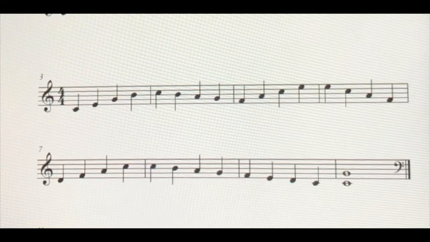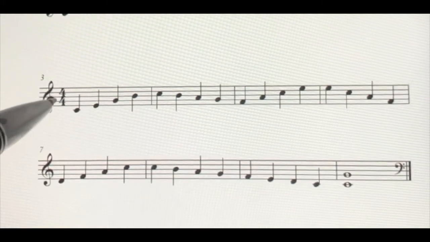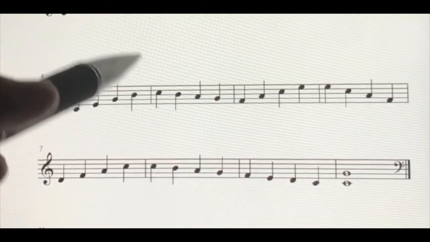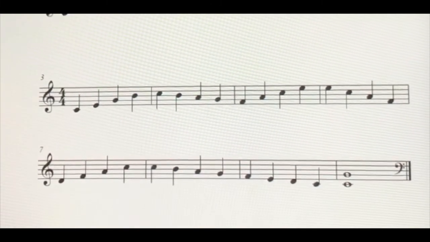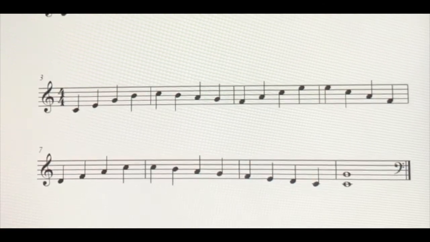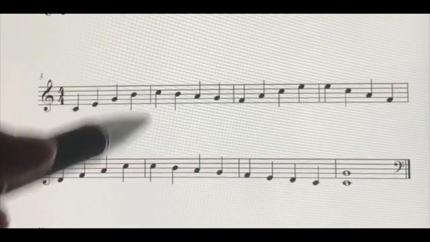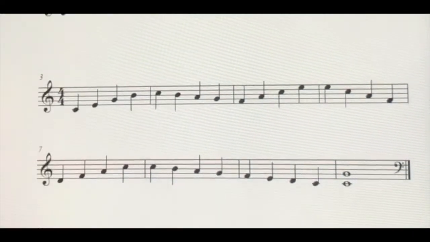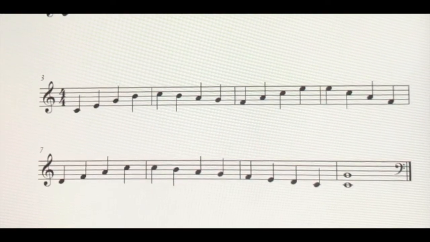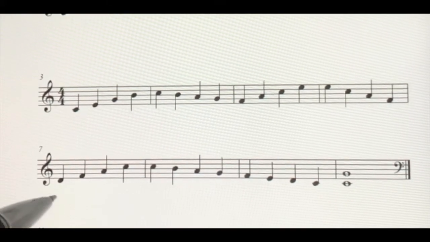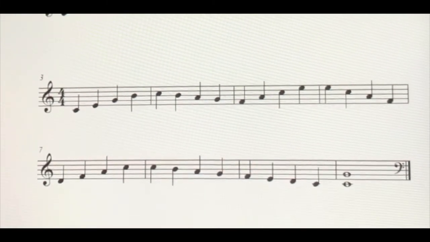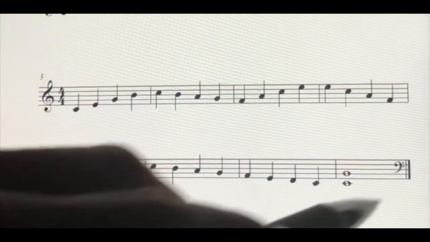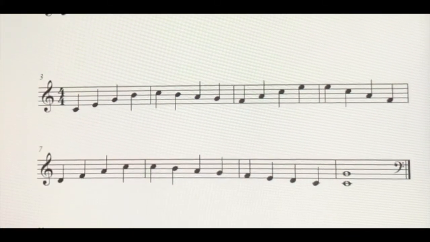Let's read the music on treble clef. This music starts from C. First measure, the movement is skip movement. Second measure, step. Third, fourth measures are skip movement. Fifth measure, skip. 6, 7 are having step movement.